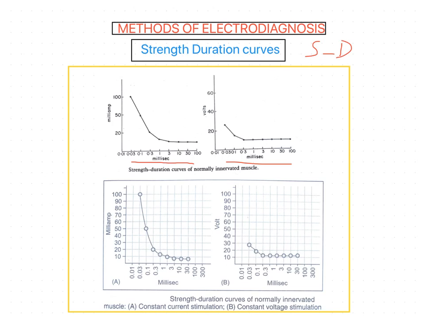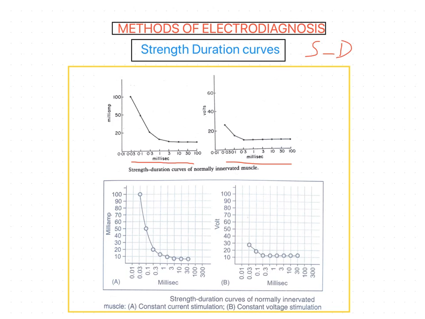lesions. Okay. If you see the advantages and disadvantages of this SD curve, the advantage of this procedure of electrodiagnosis is that it is simple and reliable and indicates the proportion of denervation. A series of curves, if plotted, shows the changes in innervation as well as denervation. This is the advantage of the SD curve.